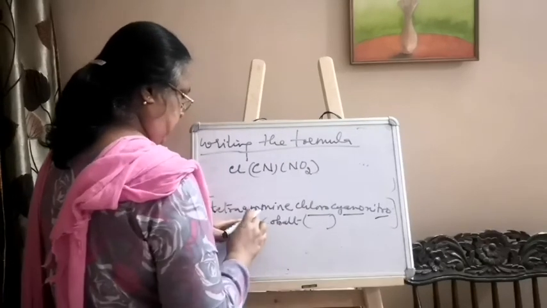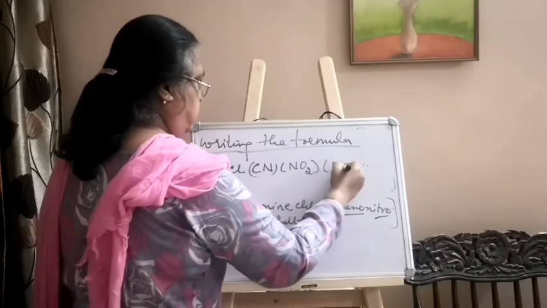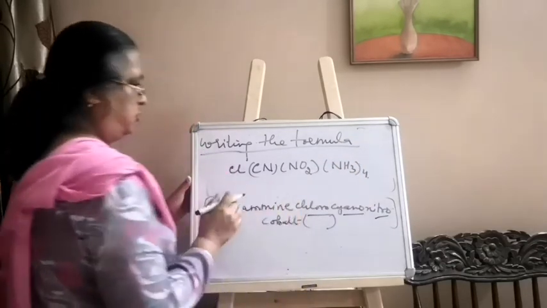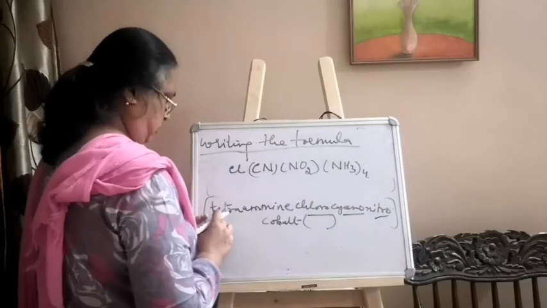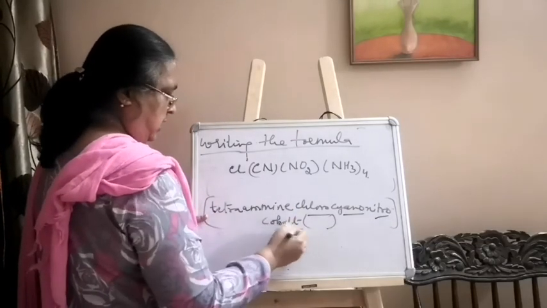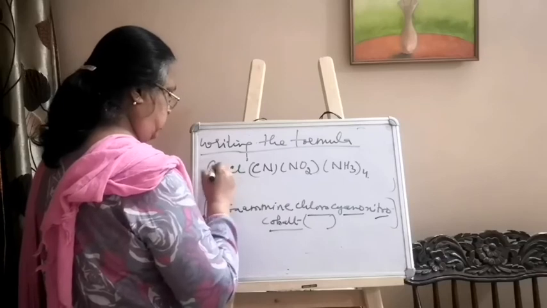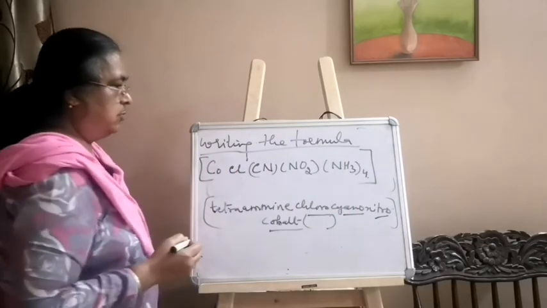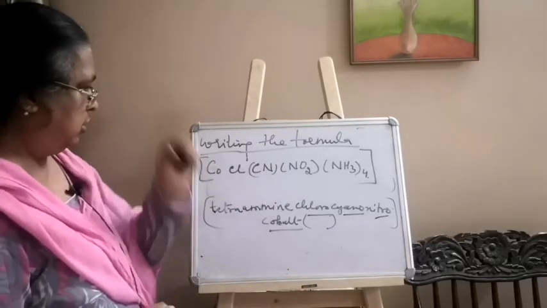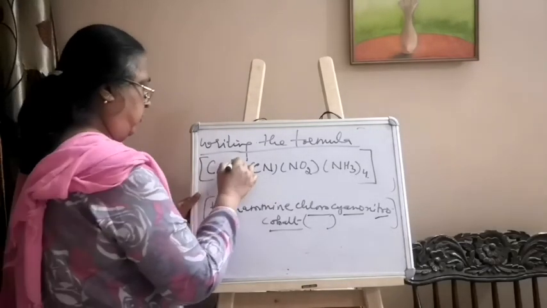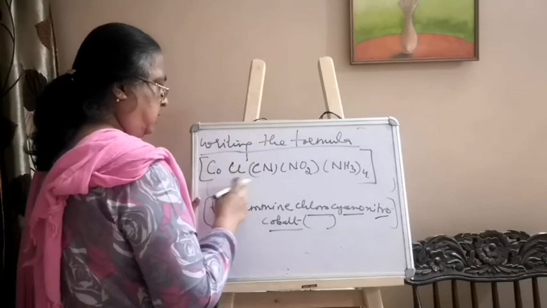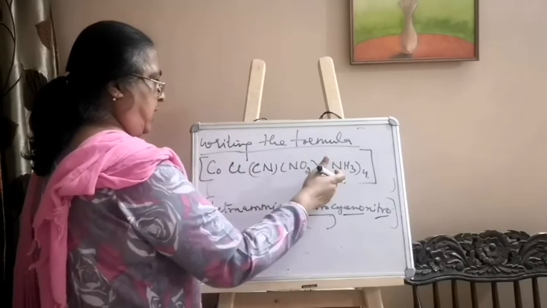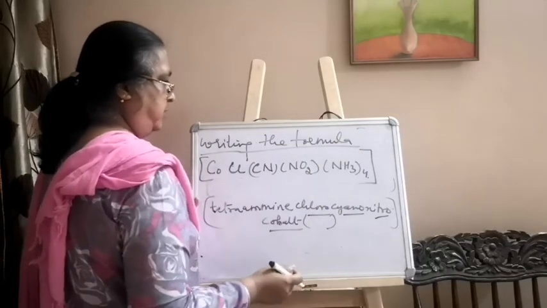Negative ions, and then ammine. Ammine is neutral, 4, this way. And then we have cobalt, the central metal atom. The central metal atom is always written at the beginning of the square bracket. This order I taught you in the beginning. When we write the formula, the negative ligand must be written first, then the neutral ligand, and at last the positive ligand.